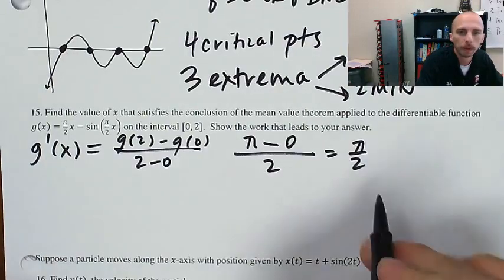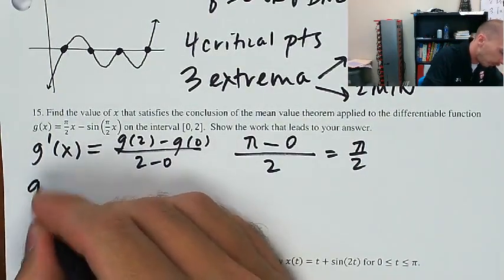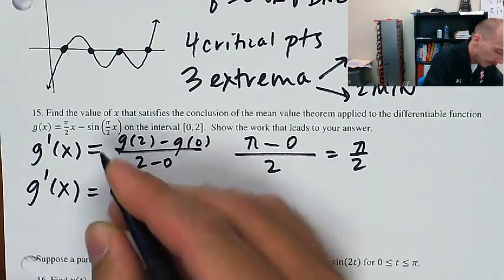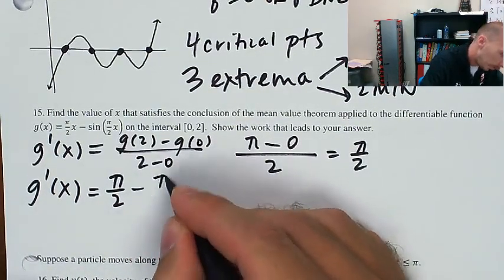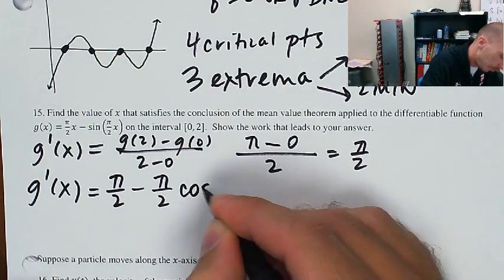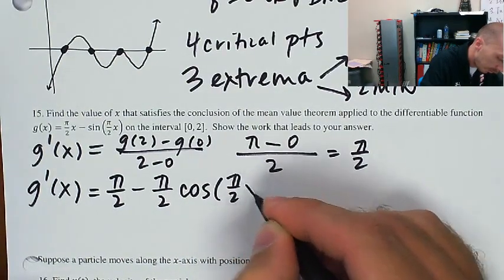Okay, so I want to find where the derivative is equal to pi over 2, and we will be able to do that because g prime of x is equal to the derivative of a number times x, which is just that number. So minus, use the chain rule, that'll be pi over 2 cosine of pi over 2 x.